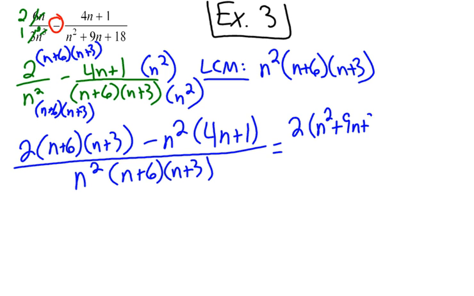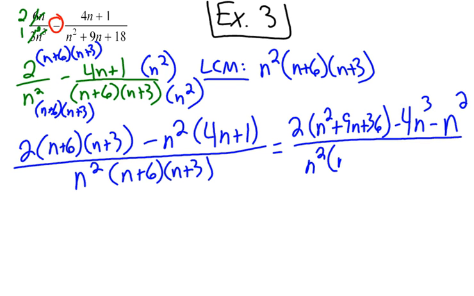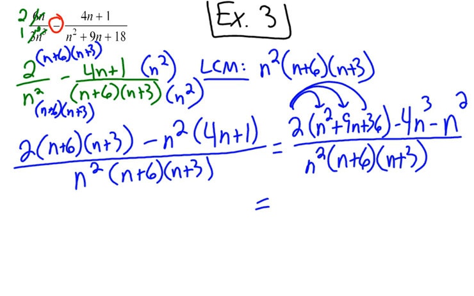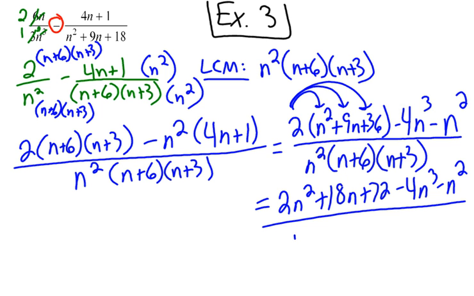And let's distribute that negative n squared, giving us a negative 4n cubed minus, excuse me, minus n squared, not 4n squared, only n squared, all over n squared times n plus 6 times n plus 3. Okay, still not done simplifying. Now we have to distribute our 2 to each term. So 2n squared plus 18n plus 36 minus 4n cubed minus n squared, all over n squared times n plus 6 times n plus 3.